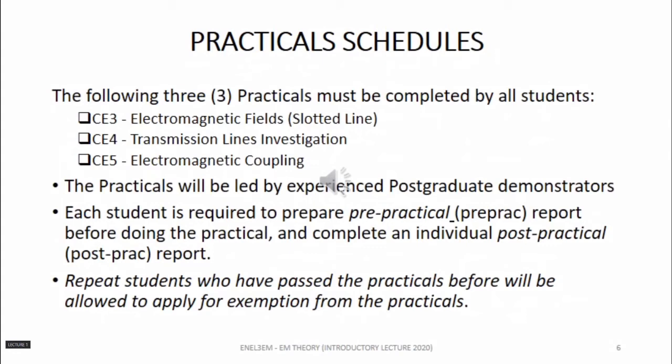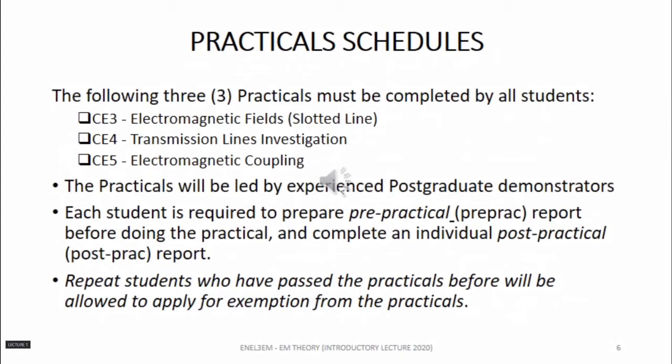Now each student will prepare a pre-prac report, and after doing the practical, each student will present a post-prac report. These reports will be marked by the demonstrators. Now repeat students who have passed the practicals before will be allowed to apply for exemption from these practicals. Now let's look at the 3 practicals in detail.